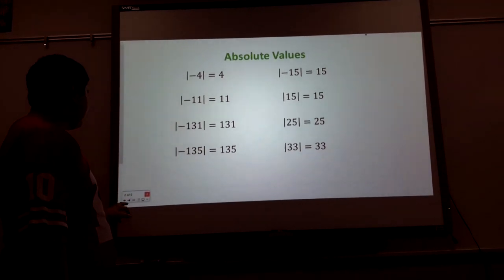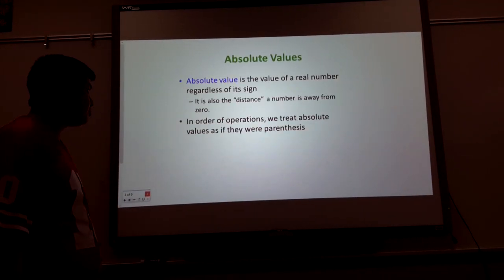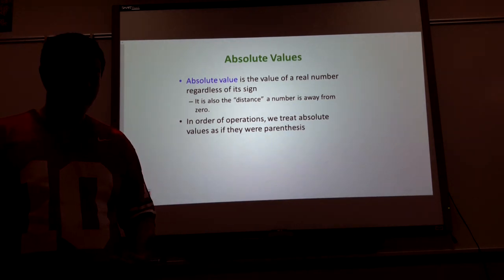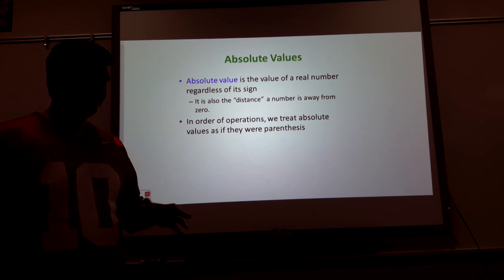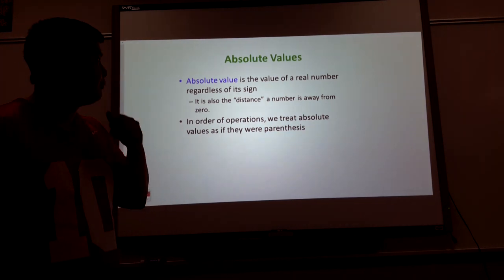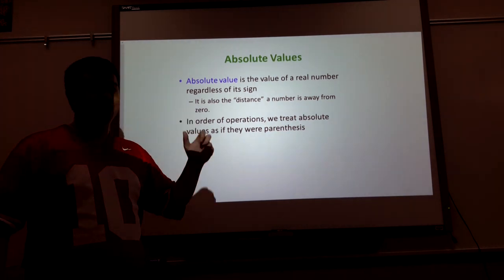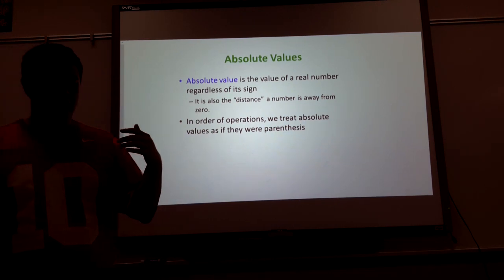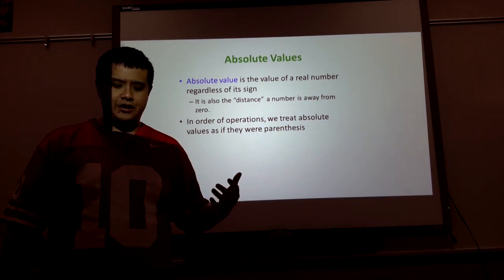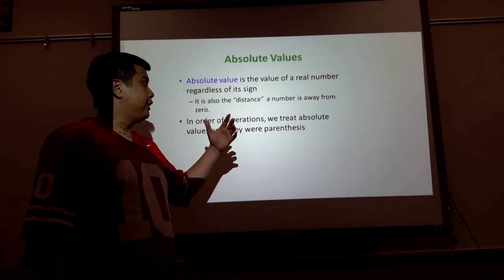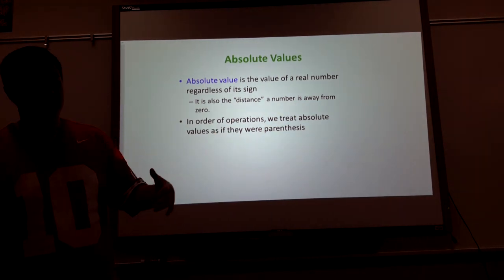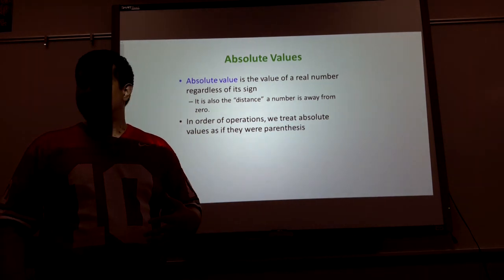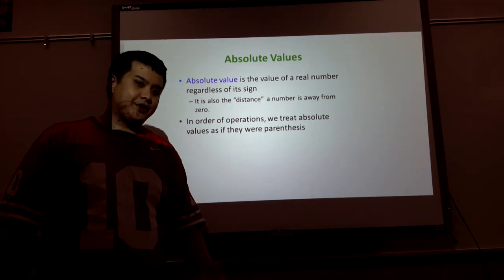So the definition of an absolute value is the value of a real number regardless of its sign. And we'll talk about what real numbers are later on in the year. It is also the distance a number is away from zero. Okay? I feel like we've had some experience with this before. If not, this is the formal definition. Please write this down.